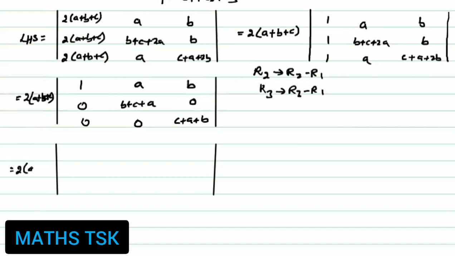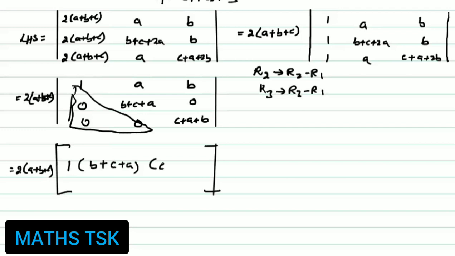There is 2 times a plus b plus c into. Since a triangular matrix is formed, the determinant is the product of the principal diagonal elements. So 1 into b plus c plus a into c plus a plus b. So we can write it as 2 times a plus b plus c whole cube. Already this 2 becomes whole cube. There is the RHS. Okay.